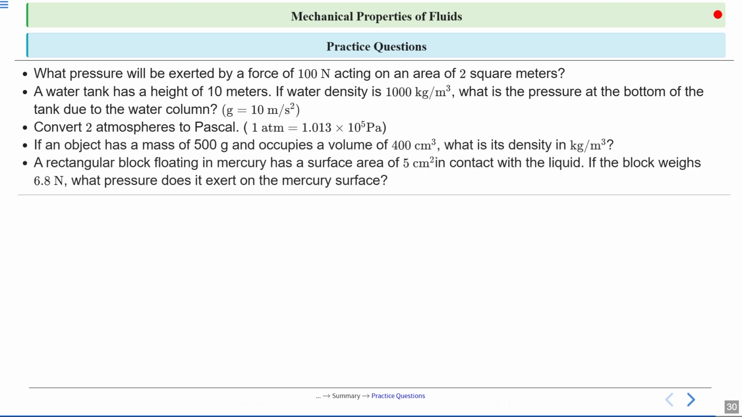Fourth, if an object has a mass of 500 gram and occupies a volume of 400 cubic centimeter, what is its density in kg per meter cube? Fifth, a rectangular block floating in mercury has a surface area of 5 centimeter square in contact with the liquid. If the block weighs 6.8 Newton, what pressure does it exert on the mercury surface?